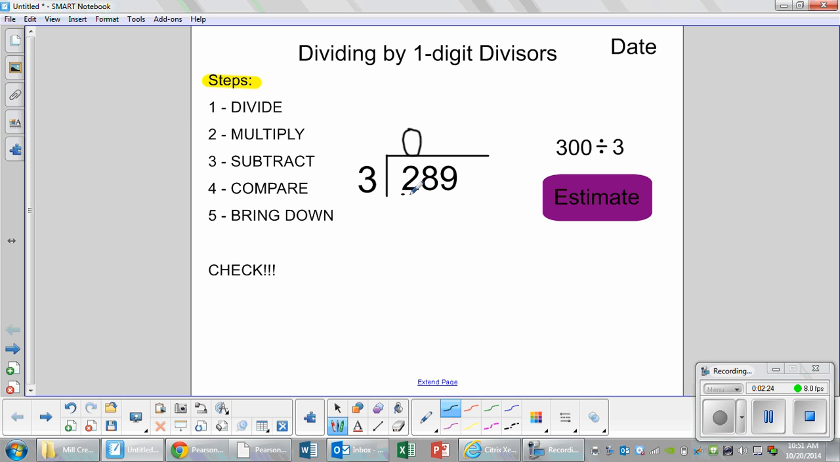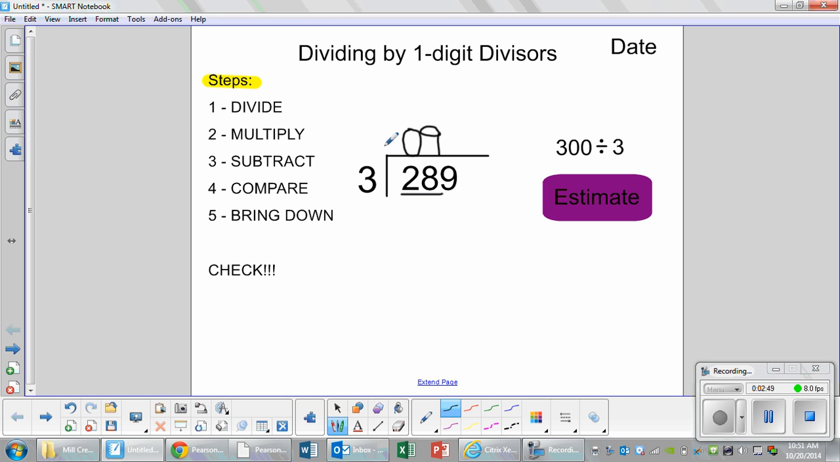And when I do that, I'm going to then look at, instead of just 2, I'm going to look at 28. So I can ask myself, how many times does 3 go into 28? Or I can say, what is 28 divided by 3? And I know that, well, 3 times 9 is 27. So I'm going to put a 9 up here. And now I've completed the divide step.